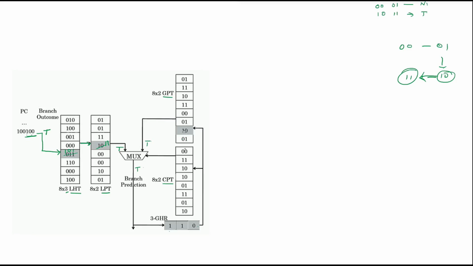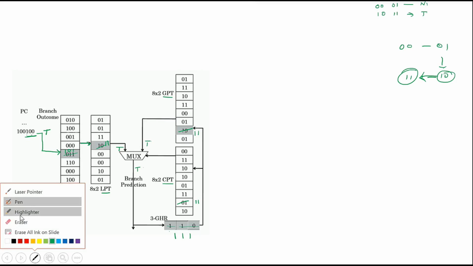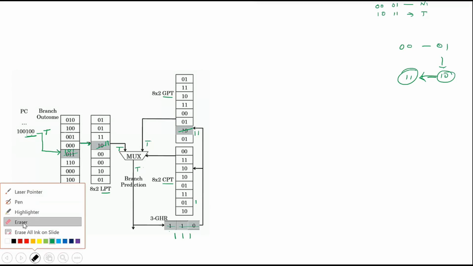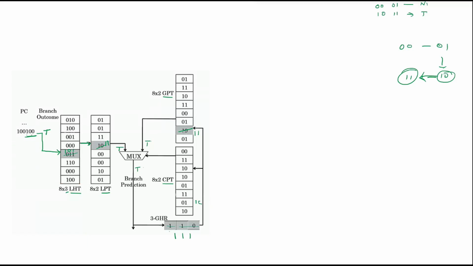Understood? Similarly, here also you need to push, since the outcome in taken is 1. So here the global register has become 111, and we referred to 11, so this will also be changed to 11. At the same time, this bit also changed to 1. In global branch prediction also, it should be 11, because previously it was 01. Now it has been changed to 10.